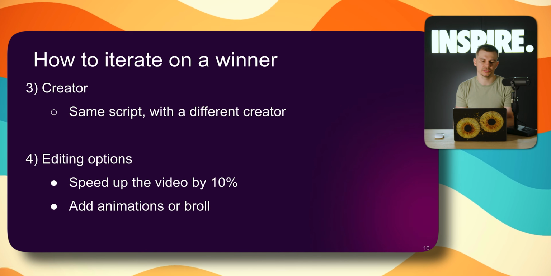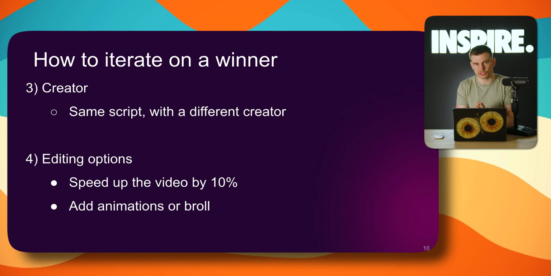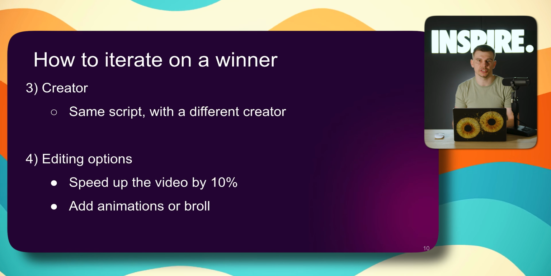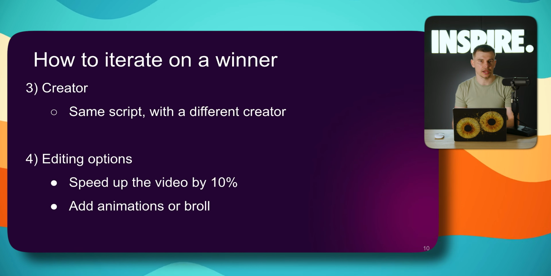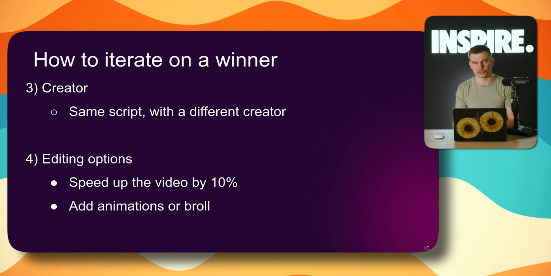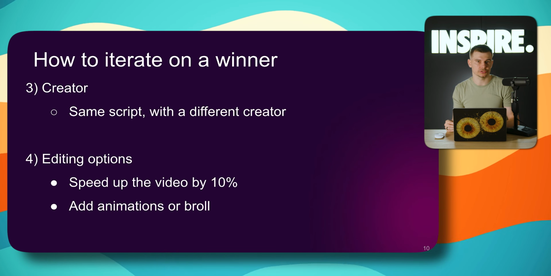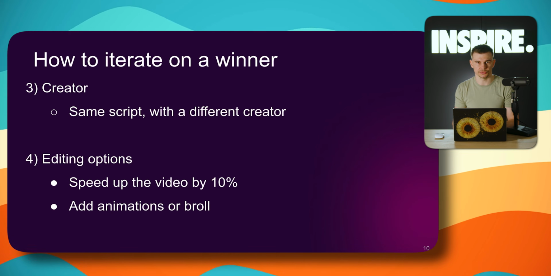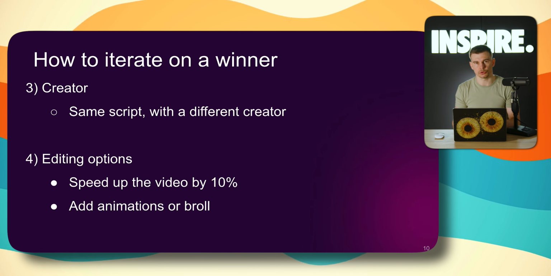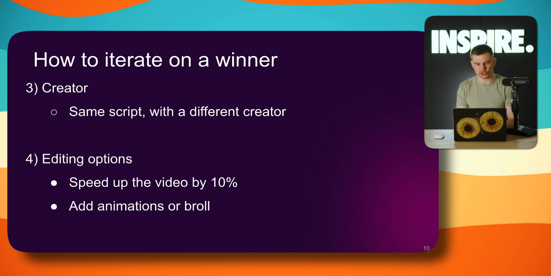The third would be to have a different creator with the same script. As I said, it's usually the script that's the winning one, so it makes sense to get that script to other UGC creators or influencers to try to recreate it. And fourth, which is probably the easiest one, is to speed up the video by 10%. Again, Facebook counts that as a new asset. You often get good results just by speeding up the video by 10%, or maybe add some additional variation, change the B-rolls and stuff like that. Because you have a winning script, you want to make more variations out of it.